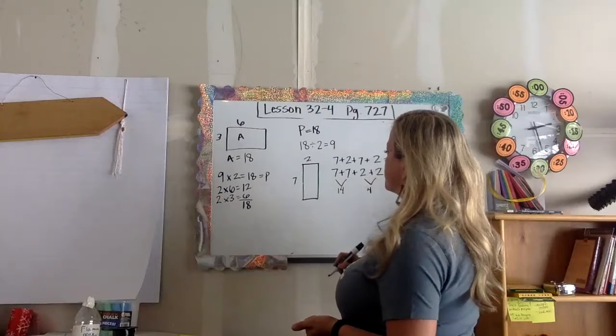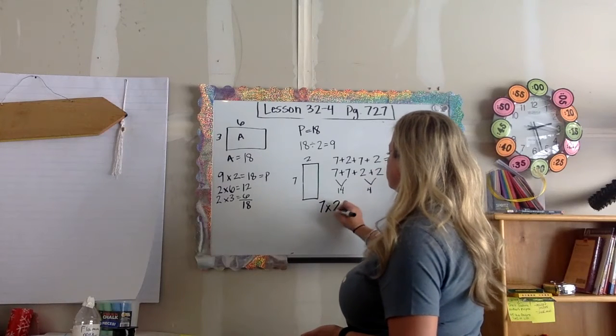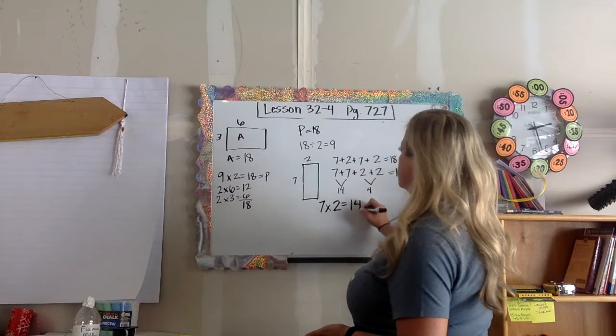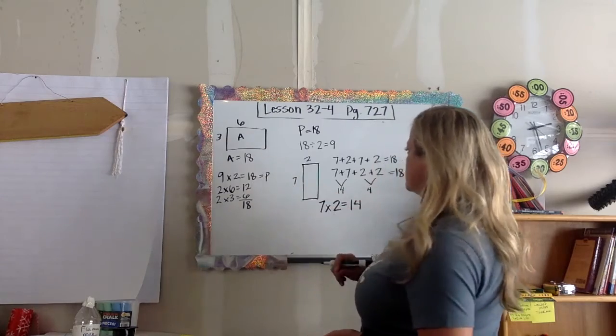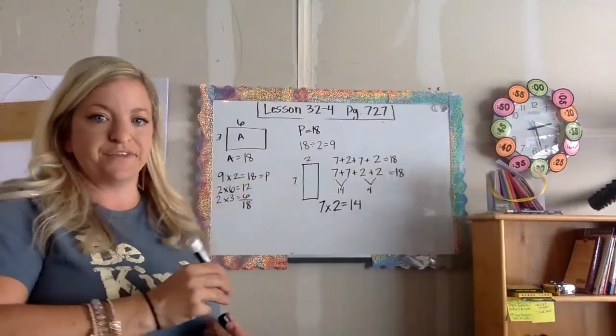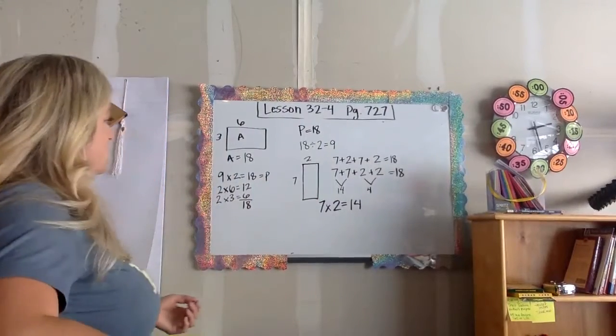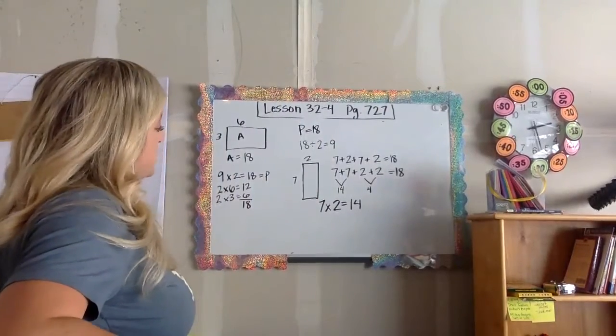Now I need to find the area. I know the area is the length times the width. 7 times 2 is 14. My area here was 18. Do I have a shape that has a different area? Yes, I do. You could also have done any 2 other numbers that equal 9.